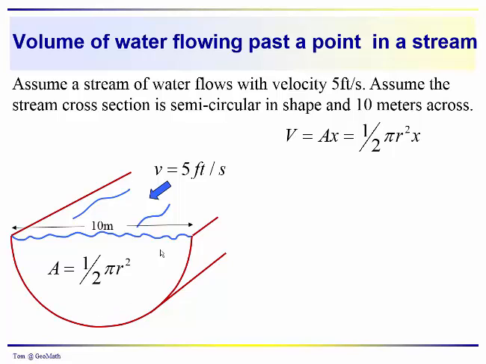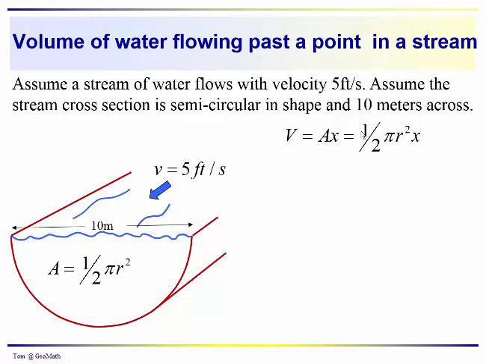The stream has a semicircular cross-section, so its area is 1/2 pi r squared. And we're also given that it has a diameter equal to 10 meters. So the volume then is just going to be the cross-sectional area times some distance, which we have to determine. We could just say, well, it's 10 feet. How much volume is in 10 feet? But we're kind of interested in how the volume of water flowing past a point varies with time.